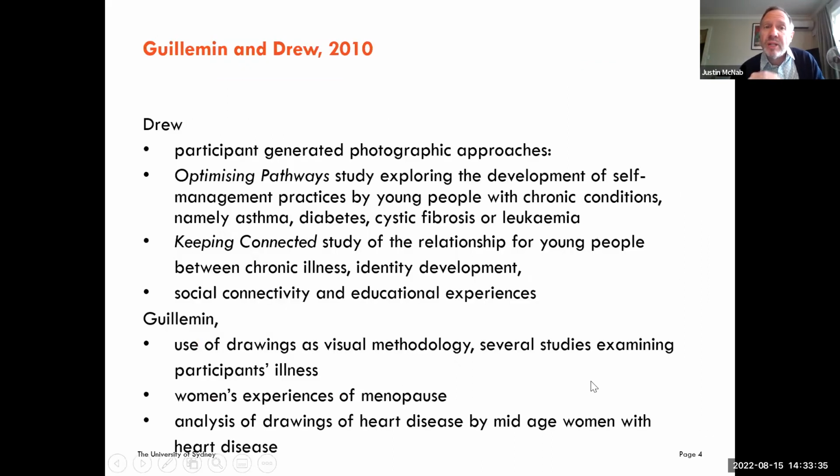Okay, so let's just have a quick look at some of these authors' other work. The other author, Drew, was particularly interested in participant-generated photographic approaches rather than drawing, as the previous author. You can see a couple of examples of her work there, a couple of studies. One called Optimizing Pathways, where she explored the development of self-management practices by young people with chronic conditions, such things as asthma, diabetes, cystic fibrosis, and leukemia.